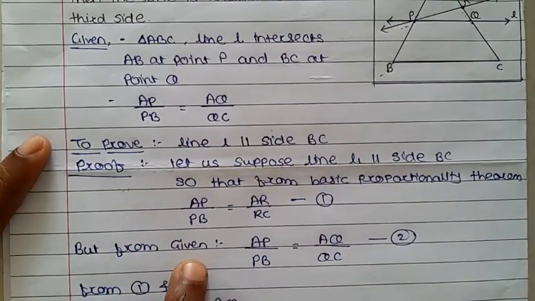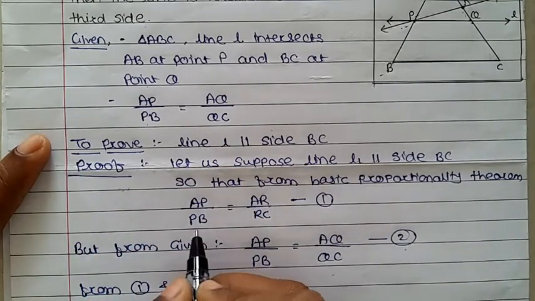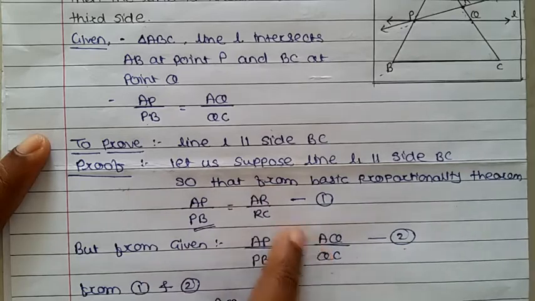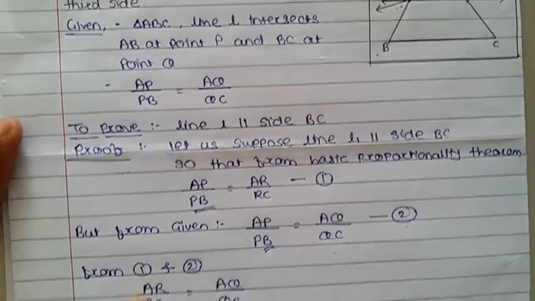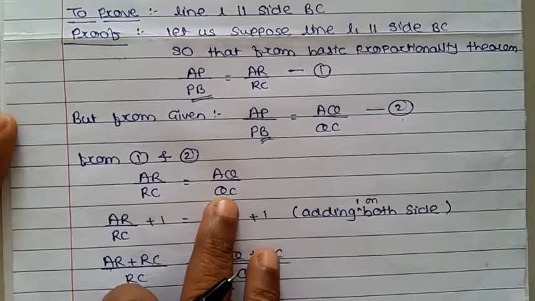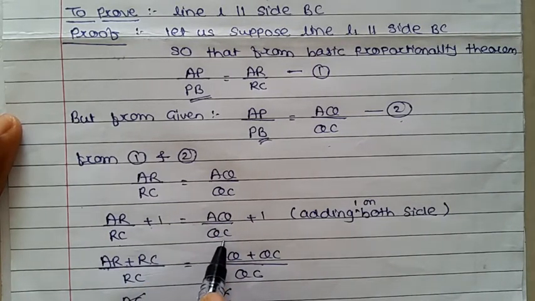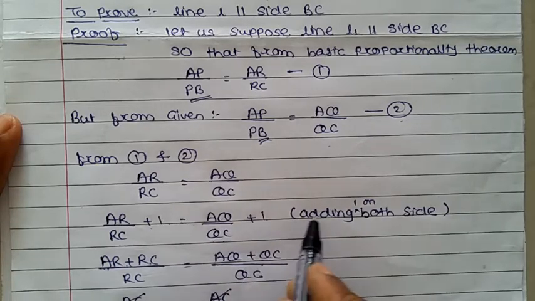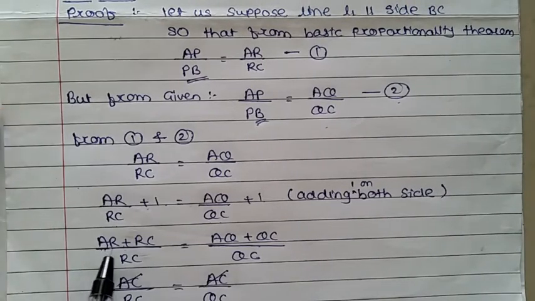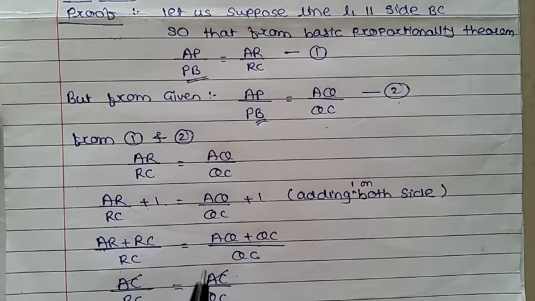But from the given, AP upon PB is equal to AQ upon QC. This is your equation number 2. So observe the first part, AP upon PB and AP upon PB are the same, therefore the other sides are also the same. So we can write AR upon RC equals AQ upon QC. And we add 1 on both sides. Clear? So AR upon RC plus 1 is equal to AQ upon QC plus 1. Then we do a cross multiplication: AR plus RC upon RC is equal to AQ plus QC upon QC.